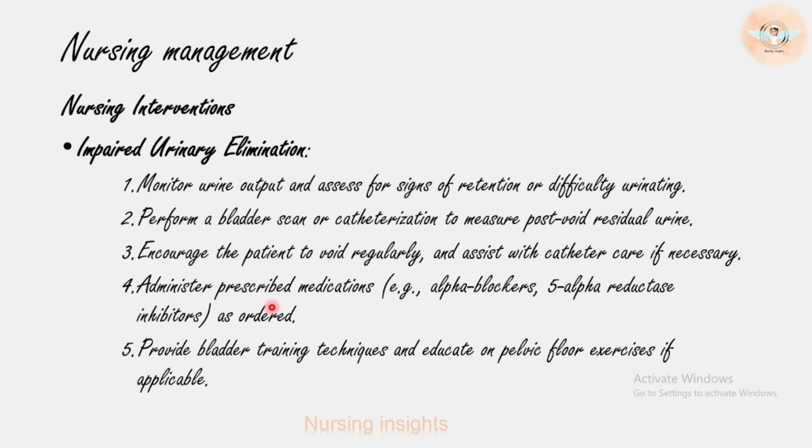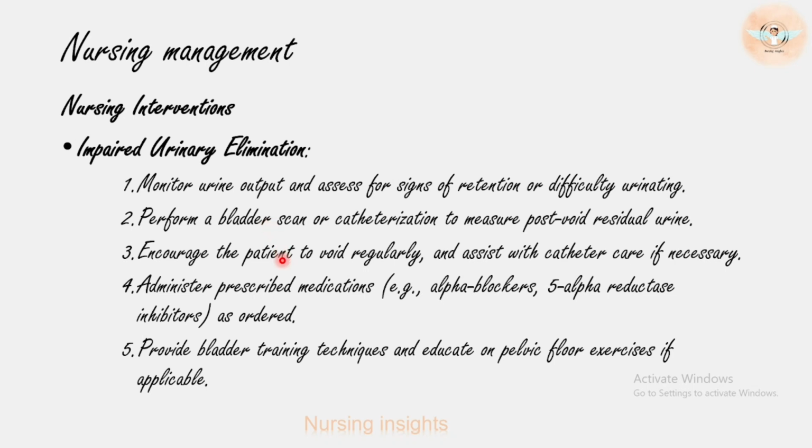And also we can administer medications as ordered, and provide bladder training technique and educate on pelvic floor exercise if applicable. So these are our interventions. In order to improve urinary elimination, the first thing is to monitor the urine output and check for any signs of retention or difficulty urinating, and we have to perform a bladder scan to determine whether the patient requires catheterization.